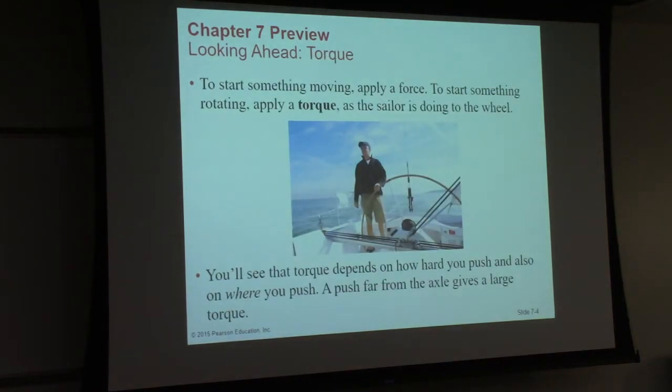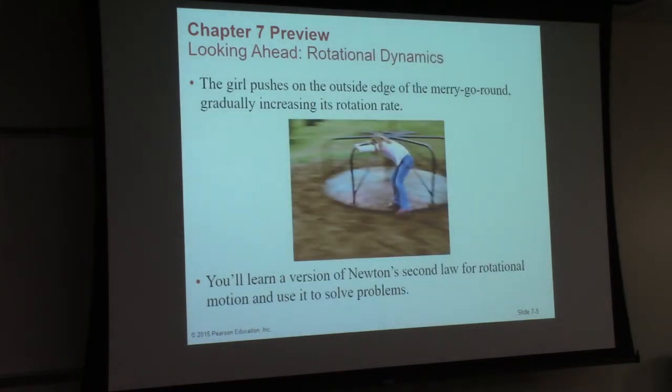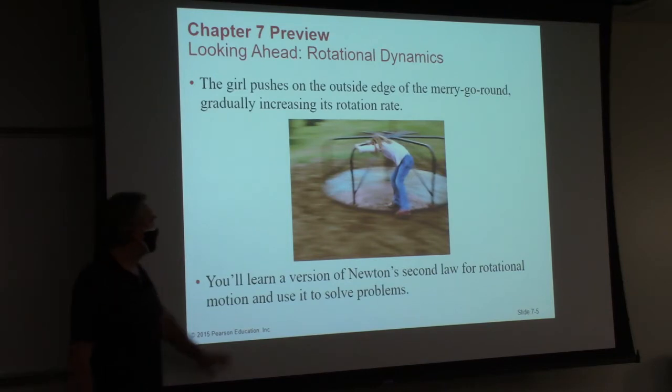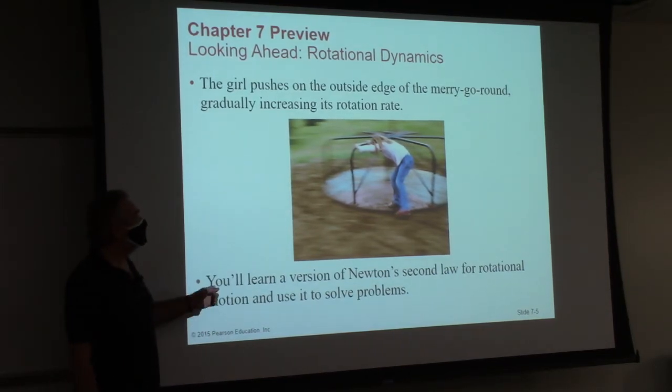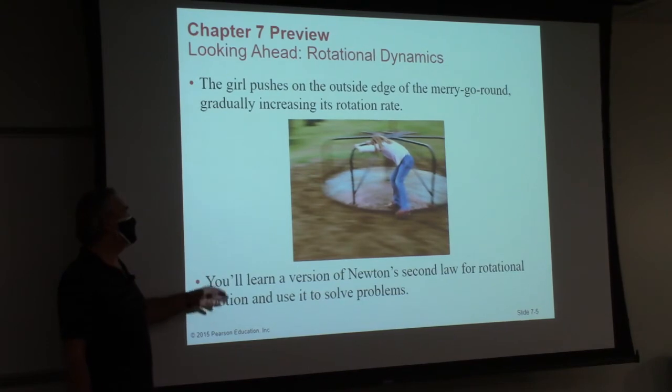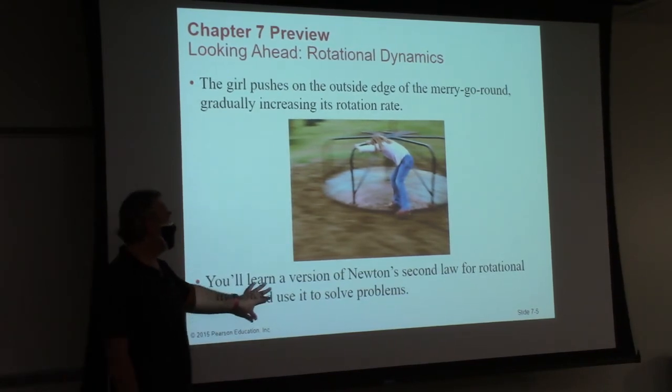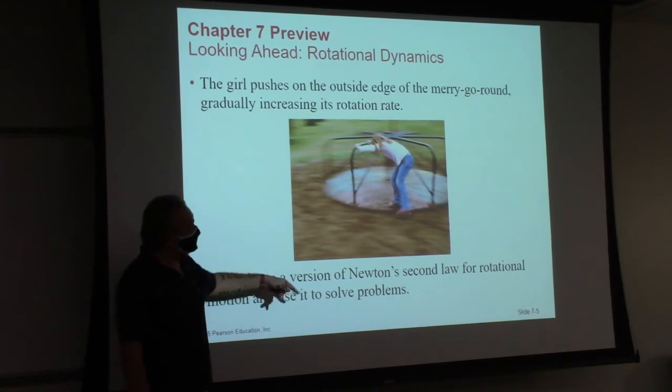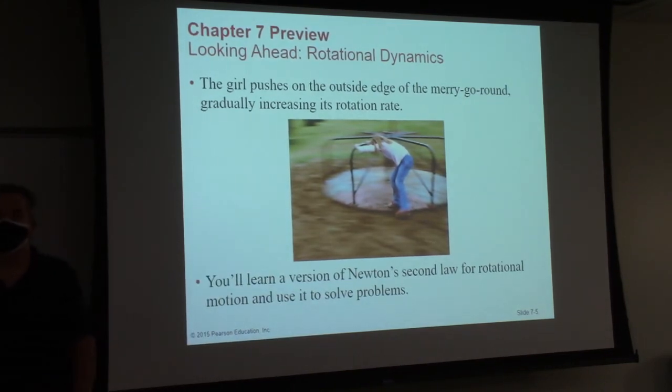Good, so to start something moving, you apply a force. To start something rotating, you have to apply a torque, as the sailor is doing to the wheel there. A larger torque gives a larger rotation, or larger angular acceleration. The girl here is pushing on the outside of a merry-go-round, gradually increasing the rotational rate. So we'll have something just like Newton's law, but for rotation. Net force was ma. We'll see in this chapter the net torque is I times alpha, and I is moment of inertia or rotational inertia.